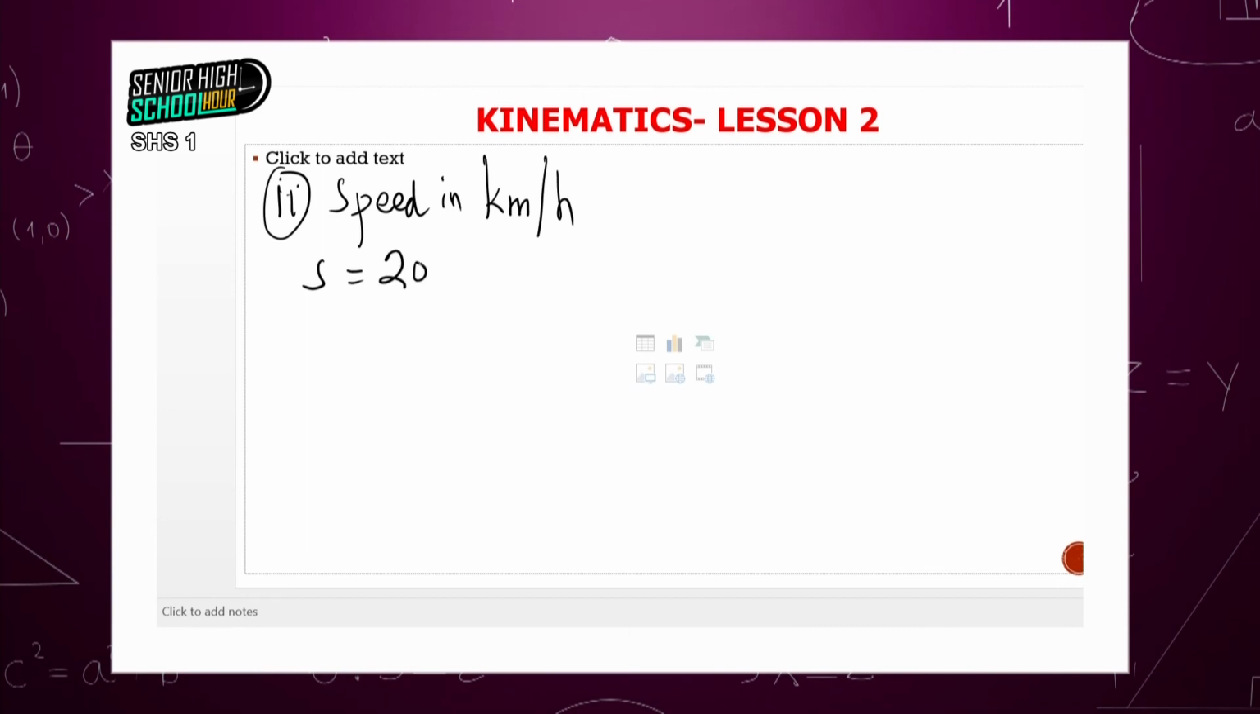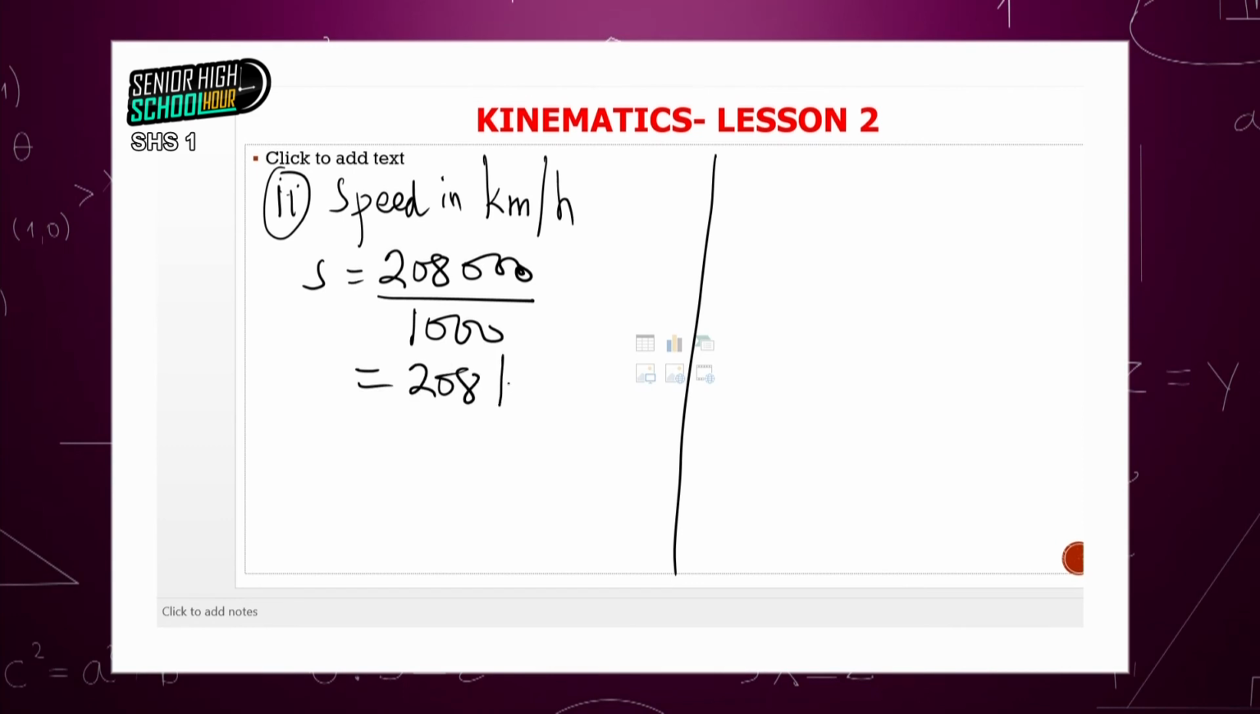So 208,000, we divide by 1,000 to change it into kilometers. And that gives us 208 kilometers. Kilo is a prefix, which is 10 to the power 3, meaning 1,000. So 208 kilometers means 208 times 1,000 meters, and it goes back to 208,000 meters.